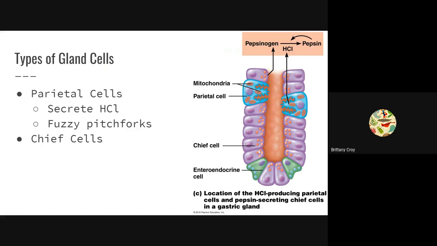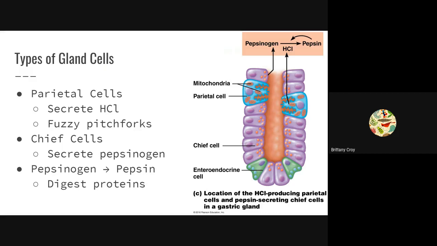Chief cells are these purple cells, look more normal, and they secrete a compound called pepsinogen. And pepsinogen is the inactive form of pepsin. Pepsin is the main thing that's able to digest proteins. Pepsin will only be activated in an acidic environment. So first you have to have the parietal cells secrete HCl to lower the pH, and then the chief cells secrete pepsinogen. And if it's acidic enough, the pepsinogen is activated into pepsin and is then able to start digesting proteins.